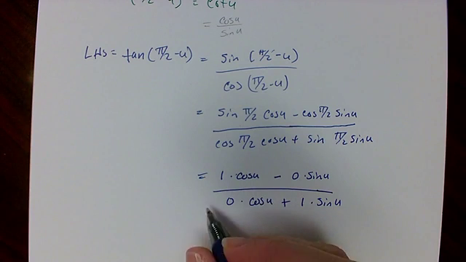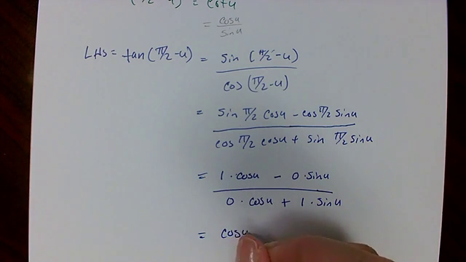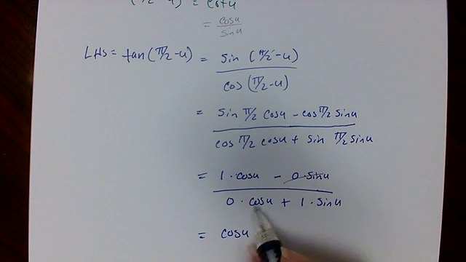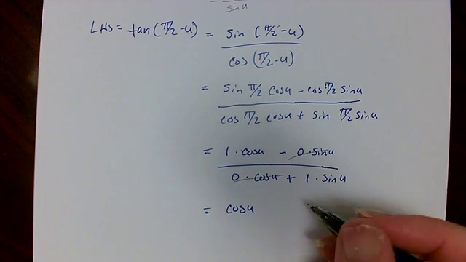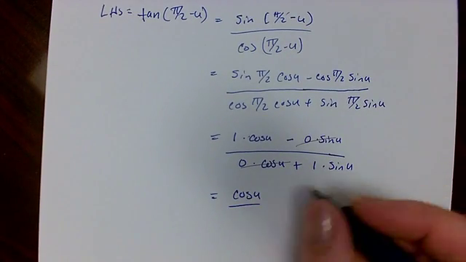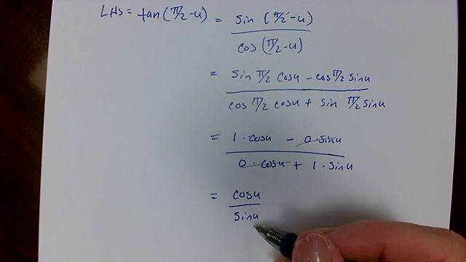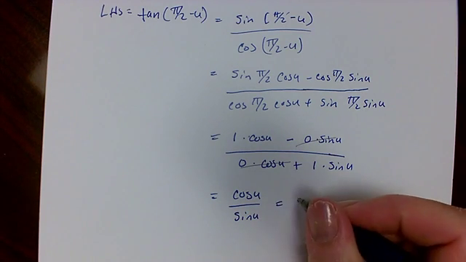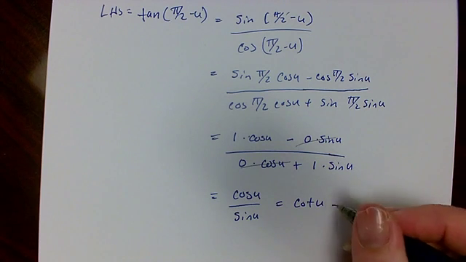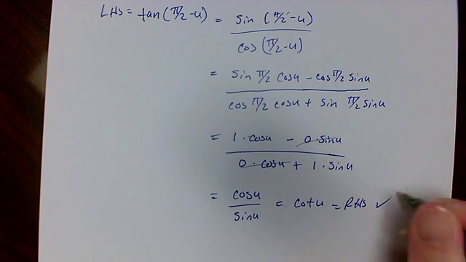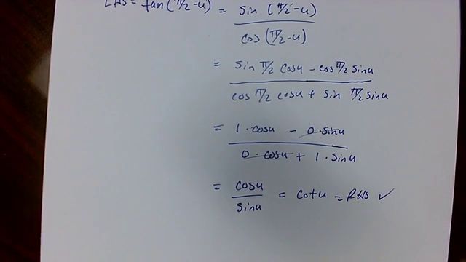Well, 1 times cosine u will get us cosine u. The 0 times anything is 0, so these two terms will cancel out because 0 times anything is 0. So we have cosine u over 1 times sine u, which is sine u, and cosine over sine is equal to cotangent u, which equals our right-hand side, and we have proven our identity.